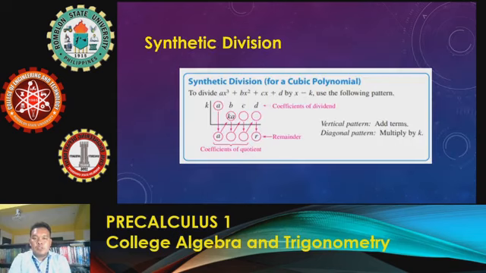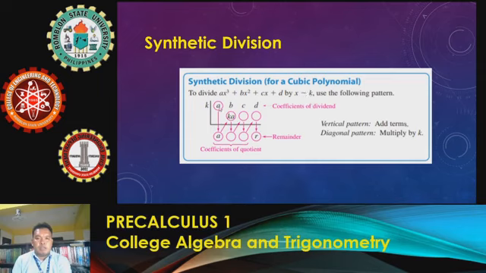Next. So, synthetic division naman tayo. So, synthetic division for cubic polynomials to divide ax cubed plus bx squared plus cx plus d by x minus k, use the following pattern. So, yung numbers dito, yun yung ilalagay natin dito. So, si A, si B, si C, at saka si D. Then, yung i-divide is kung ano yung number dito sa kabila naman. Yun yung ilalagay natin dito na K.